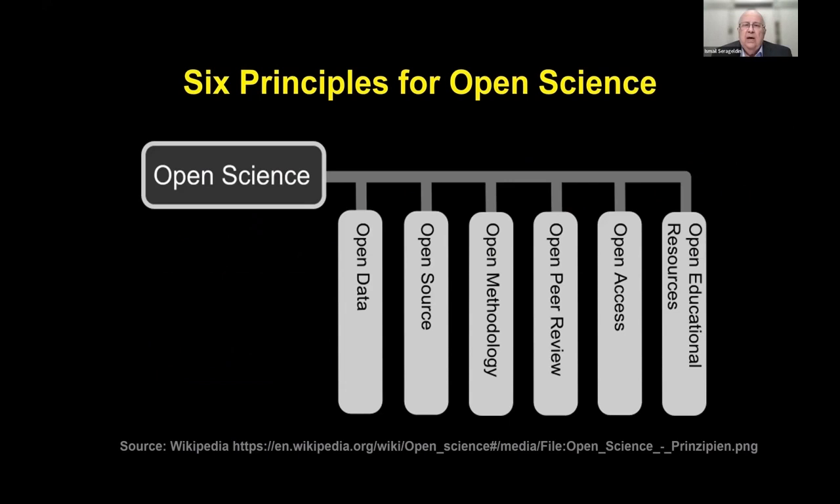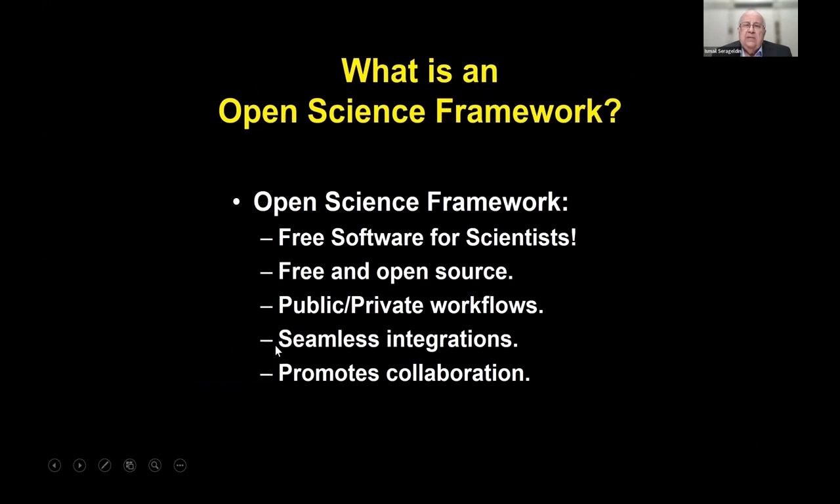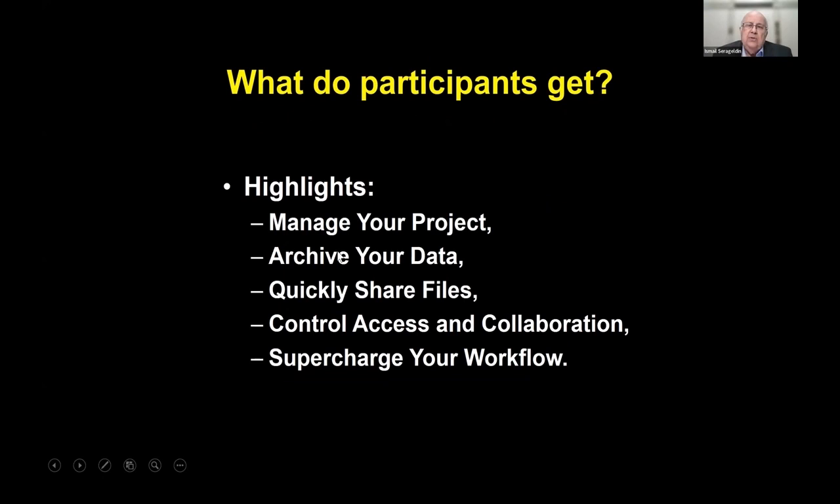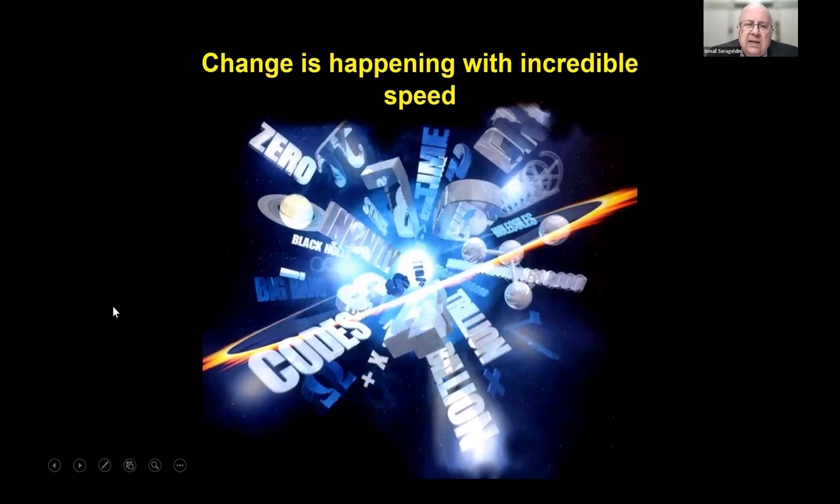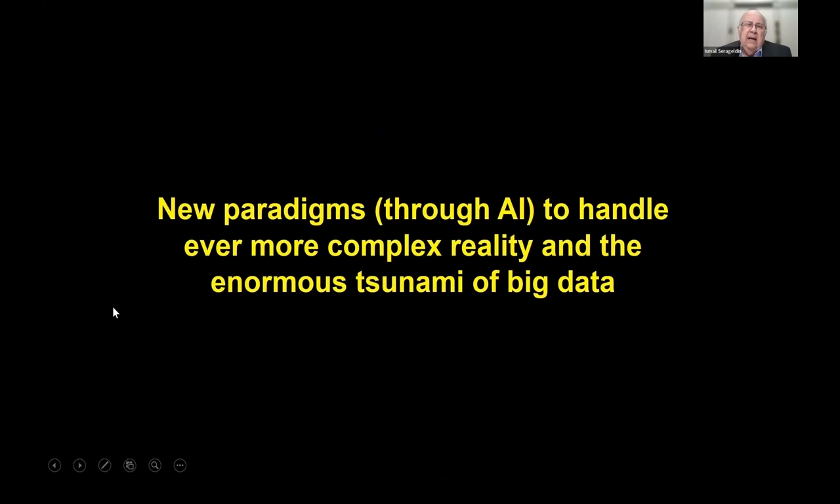So open science is all about open data, open source, open methodology, open peer review, open access, et cetera, et cetera. And what is an open science framework? It requires free software for scientists, free and open resource, public-private workflows, seamless integration, promotes collaboration, and it allows you to manage your project, archive your data, quickly share files, control access and collaboration, supercharge your workflow when you work with others, because change is happening with such incredible speed that you really need to do this. Sometimes through AI, handling ever more complex reality and the enormous tsunami of big data we are seeing.